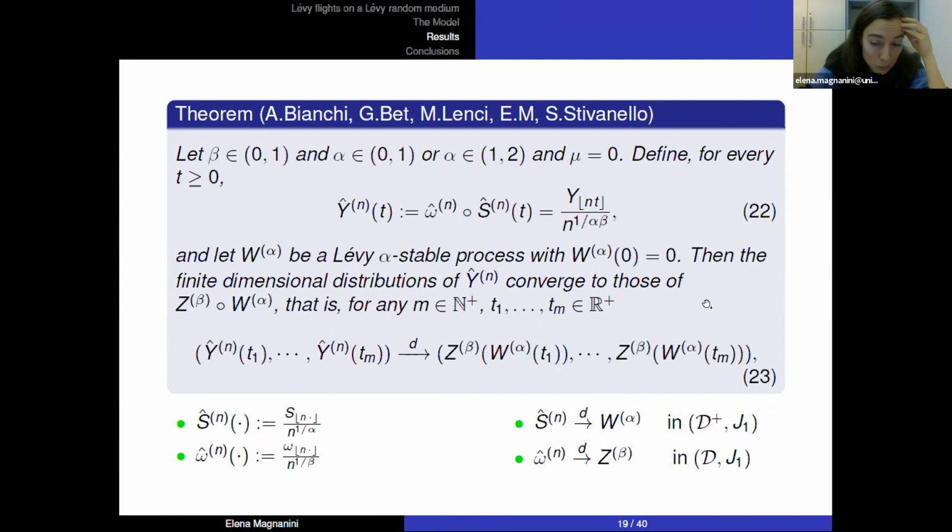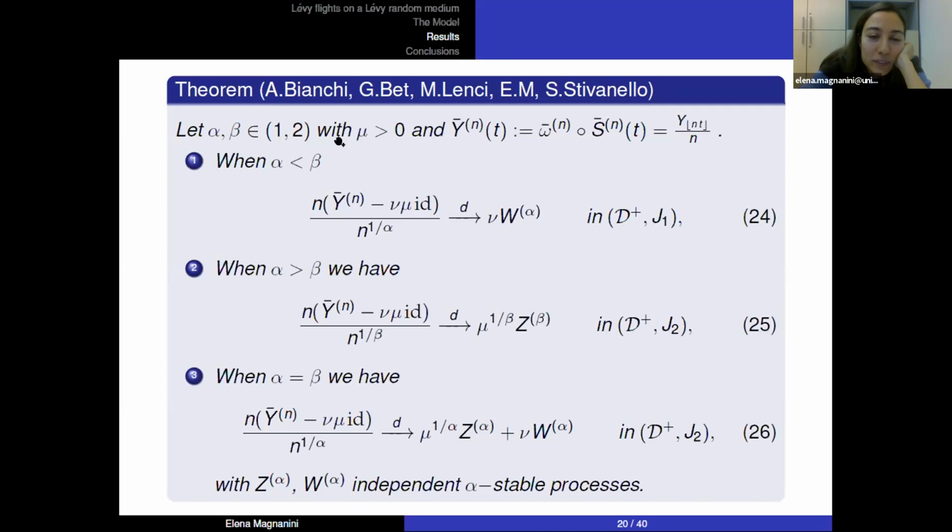And last but not least, we have proved this central limit theorem. So when alpha and beta are both in 1 and 2, so we have a finite expectation for both the xi and the zeta, we can define the composition of the two sequences of processes as Y, which in this case scales with n, as I showed you before. And we obtain three different convergences according to the position of alpha with respect to beta.